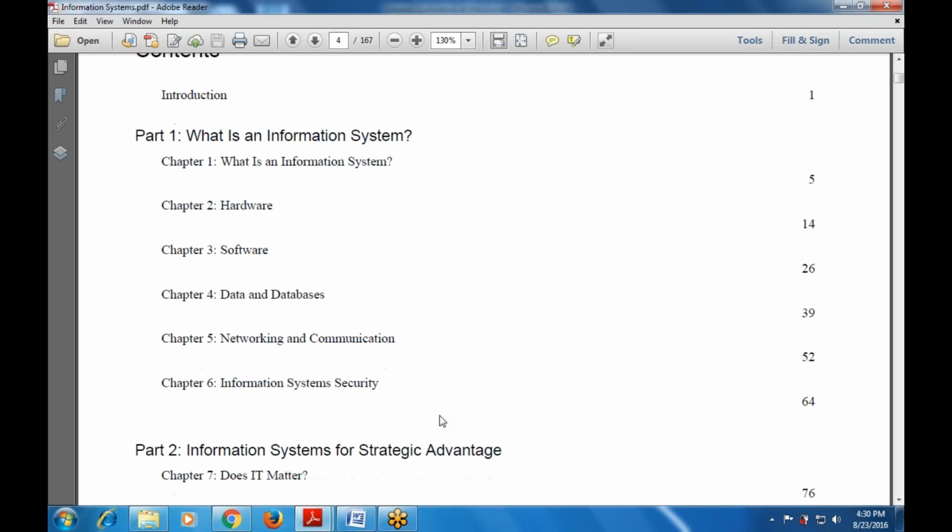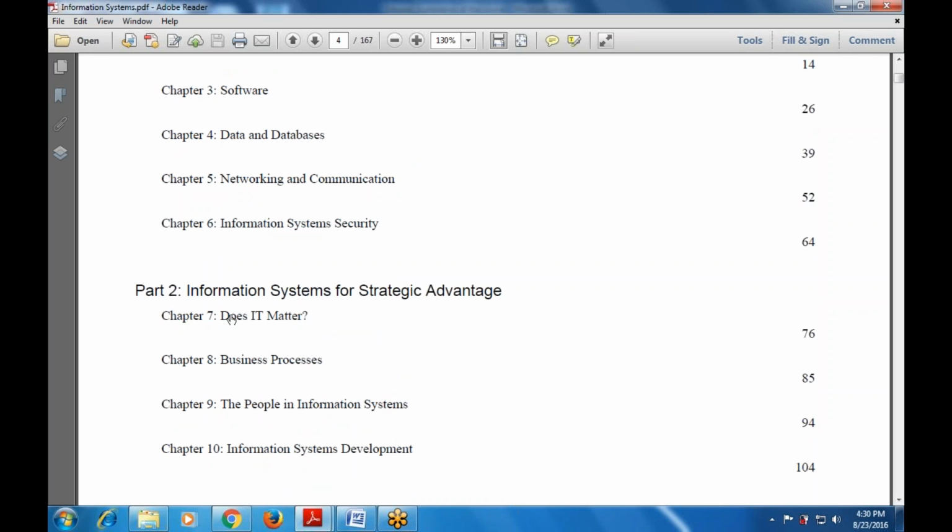Then part number 2 is information systems for strategic advantage. What are the various information systems used for strategic advantage? Then there is chapter number 7, does IT matter? How IT matters for the strategic advantage, how IT matters for the information system.